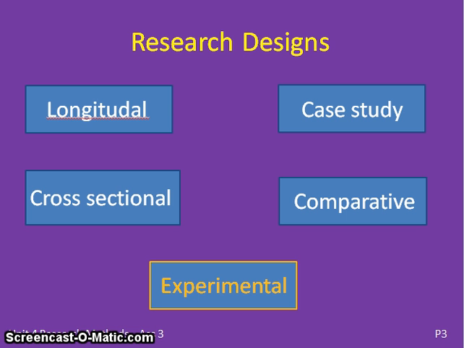Comparative. This is where you would be comparing things. So if you were comparing how PE is taught at A level and GCSE. Experimental, which is what we're going to be focusing on right here. This is a very systematic approach, as you try to control all the variables other than the one you will manipulate.